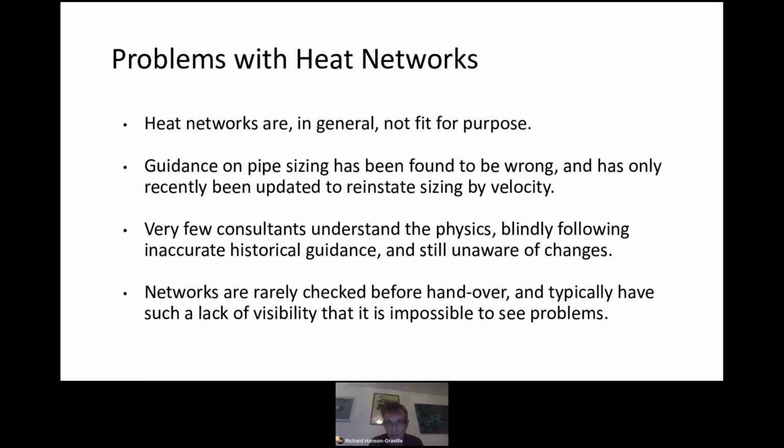Very few consultants understand the physics. They blindly follow inaccurate guidance, and we're finding that still a lot of them are completely unaware of the recent changes and corrections, and are still pushing the old designs. We also find networks are rarely checked before handover. They typically have such a lack of visibility, it's impossible to see problems. It almost feels deliberate. We can't understand how these networks get handed over in the state they're in.